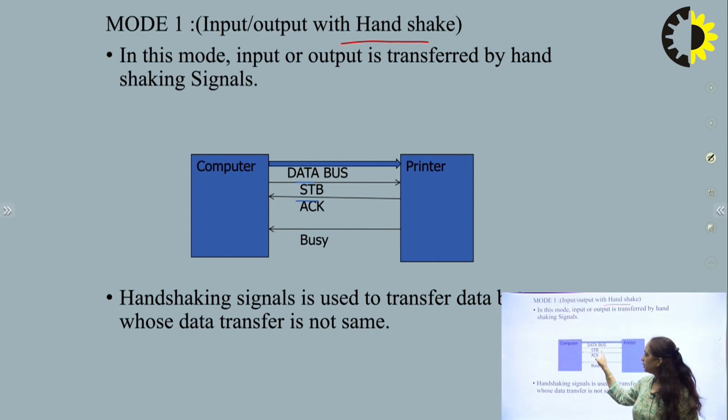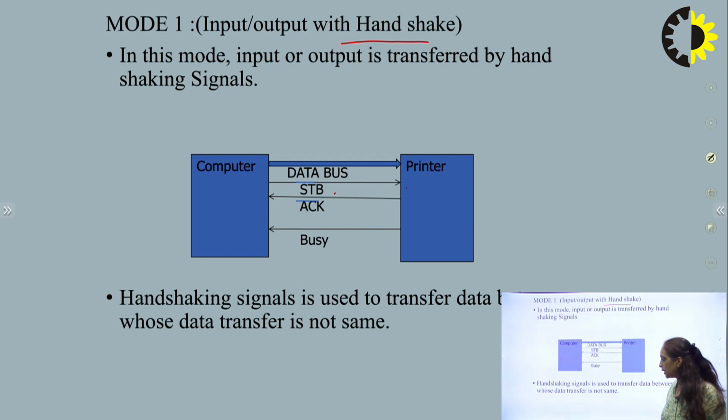So it will send some signal, that is your strobe signal, to the printer. The printer will send back the acknowledgement signal if it is ready to accept the command. If both the speeds are the same, the printer will accept and print your data. Else it will send the busy signal, and the microprocessor will go into wait state till the printer is available to print your document, right?